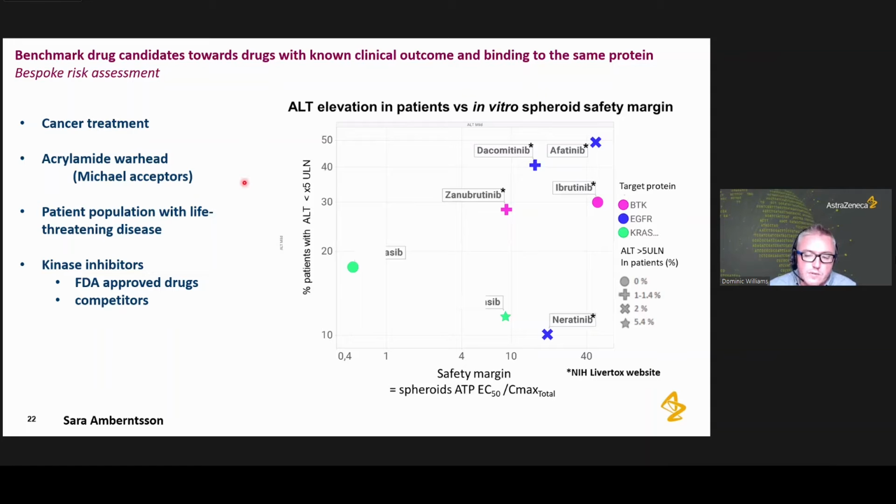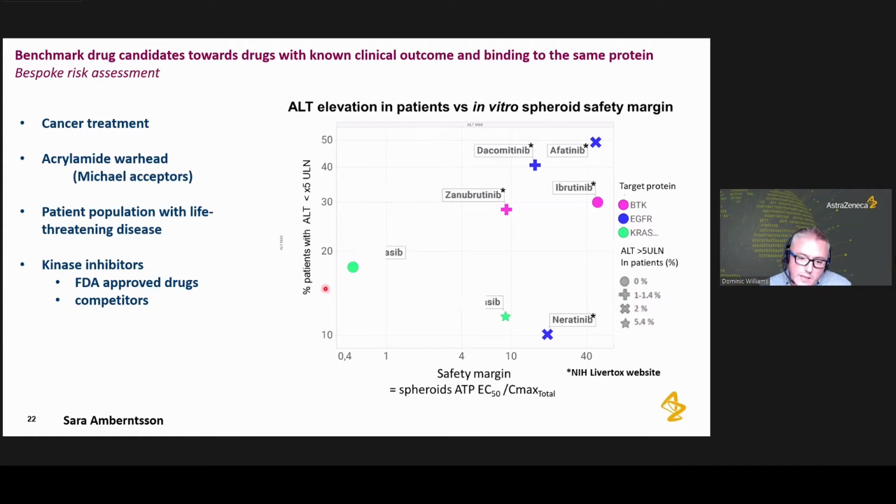So this has allowed us to do risk assessment in relative absence of a great deal of information, particularly with novel in vitro models. So we've taken a number of different covalent inhibitors, each of which have an acrylamide warhead. And obviously, these have been used in patient populations with life-threatening diseases. And they're all obviously kinase inhibitors, some of which are FDA approved drugs, but some of which are competitors, which I've had to blank out a little bit.